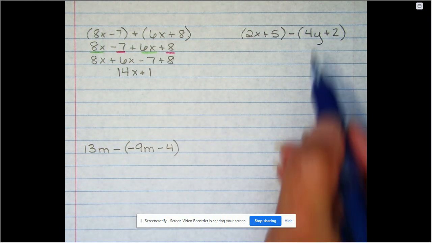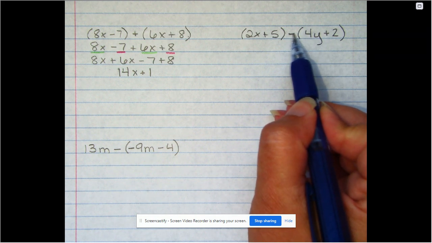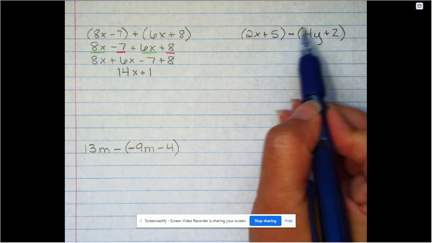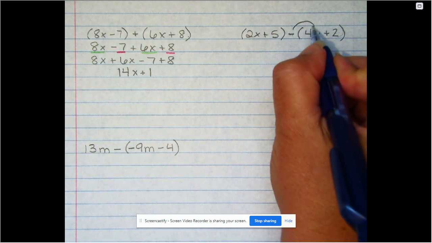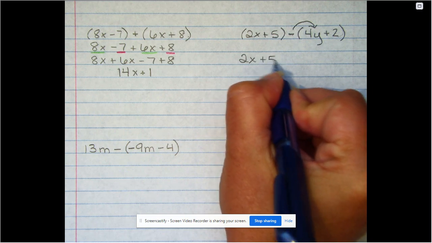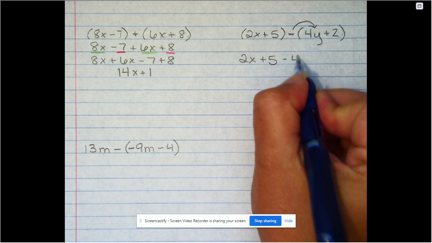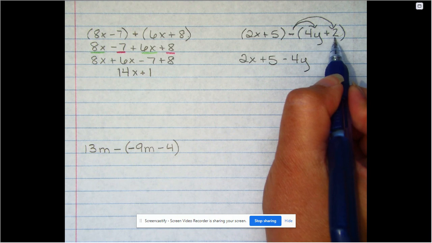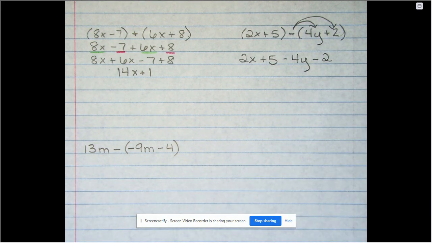On this next example, they might call this subtracting. All it means is that there's a negative sign in front of this parenthesis. That means that everything in this parenthesis needs to be the opposite of. So I'm going to rewrite 2x plus 5. The opposite of 4y is negative 4y. Distribute that again. The opposite of 2 is negative 2. And now I'm going to combine like terms again.